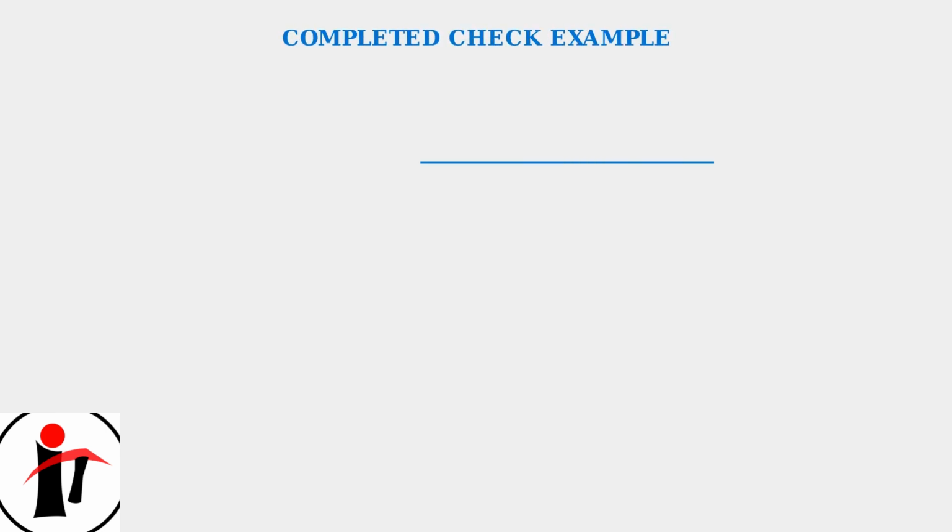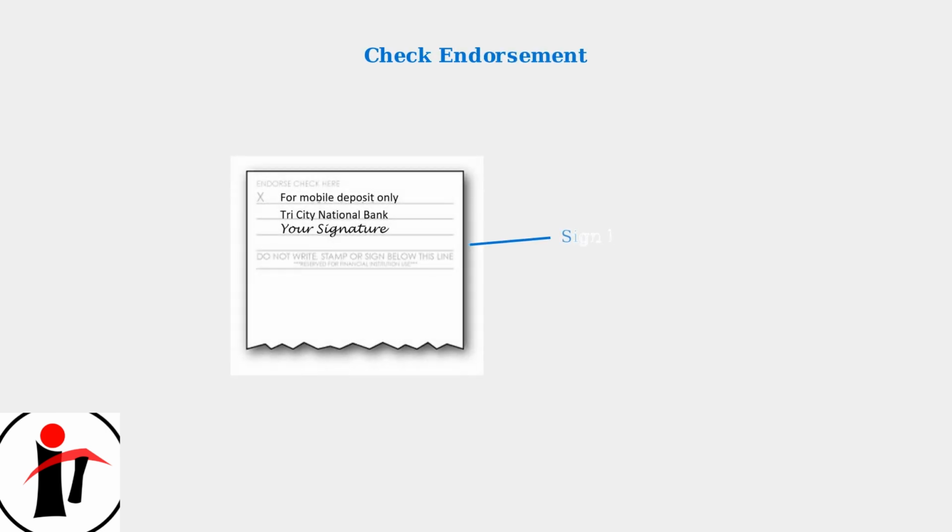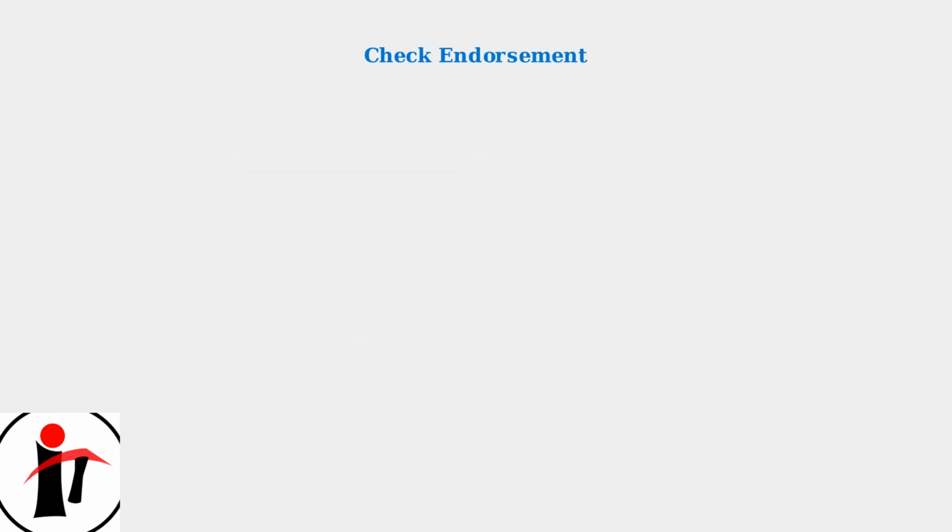Here's an example of a properly completed check showing all 6 fields filled out correctly. Notice how each field is clearly written, the amount matches in both numerical and written form, and the memo line provides helpful reference information. When you receive a check, proper endorsement is crucial for secure deposit.